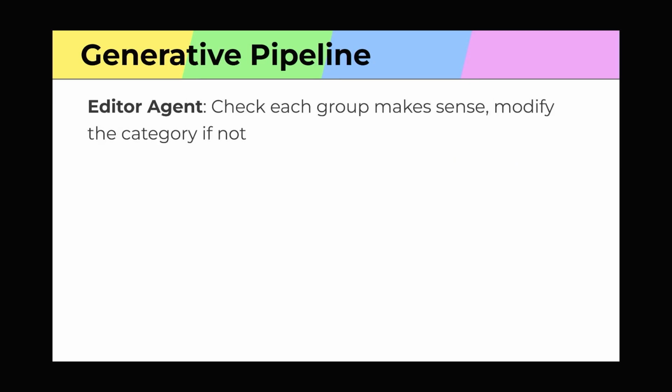We also have an editor agent that is directly inspired by the way the New York Times has said that they create their puzzles. And it's going to check that the group category actually makes sense for a set of 4 words. And if it doesn't make sense, it's going to be able to modify that category and also word it in a way that's more in line with the New York Times flavor.